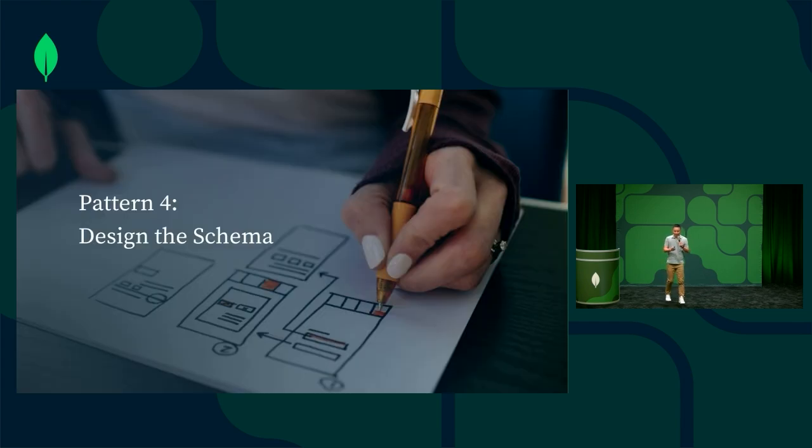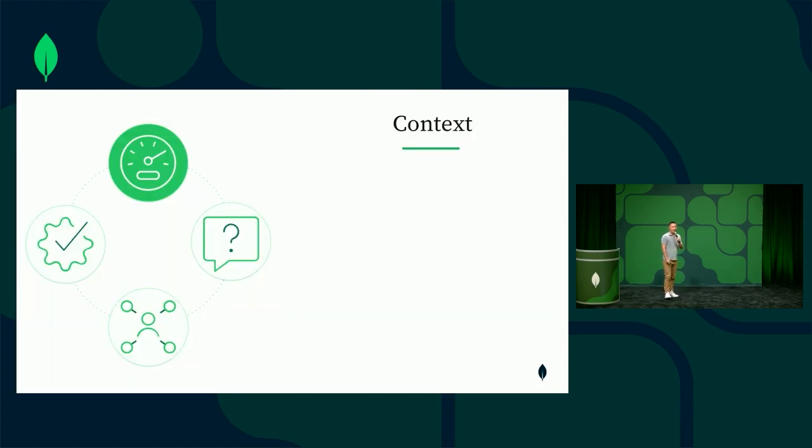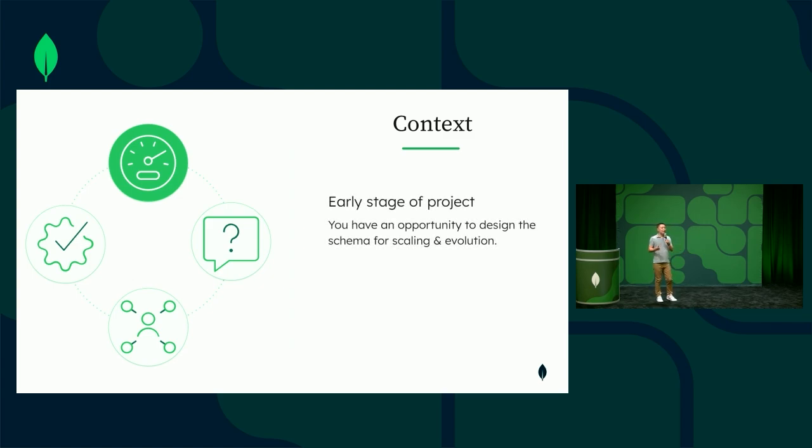Perfect. So design schemas. One of the biggest benefits you can get from MongoDB compared to traditional relational databases is that you get flexible schema. So you don't have to start to think about schema design from day one when you're building your application. So that gives you more options, like when are you going to think about the schema design.